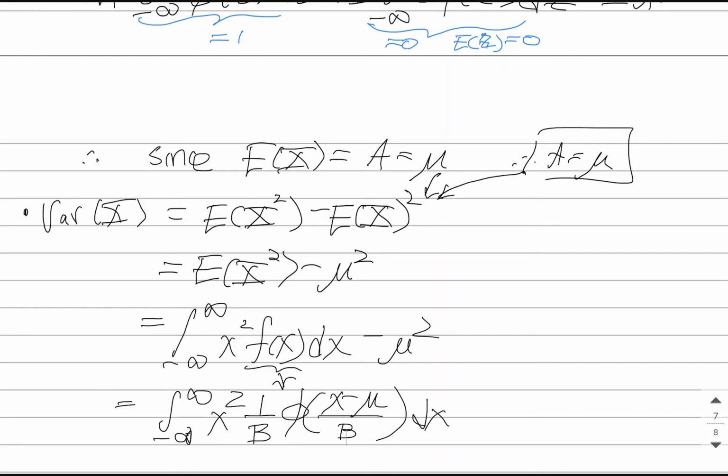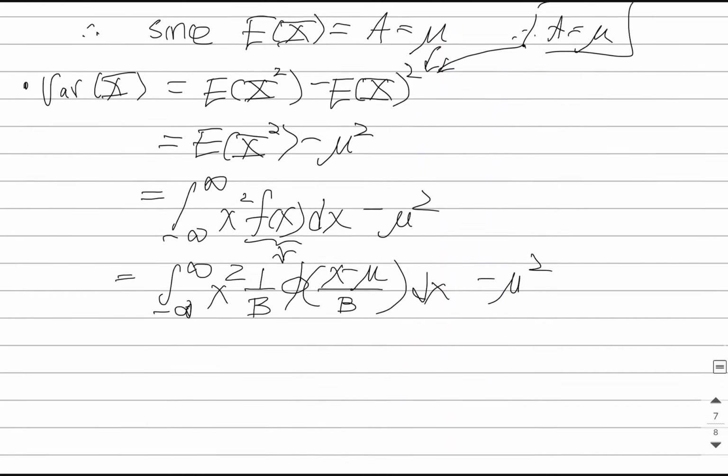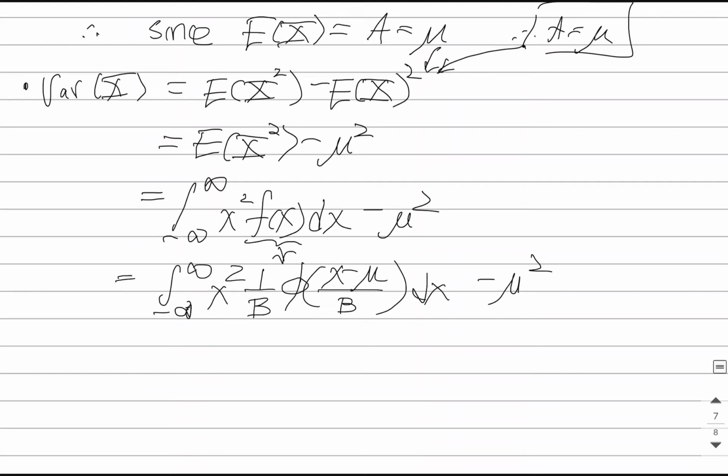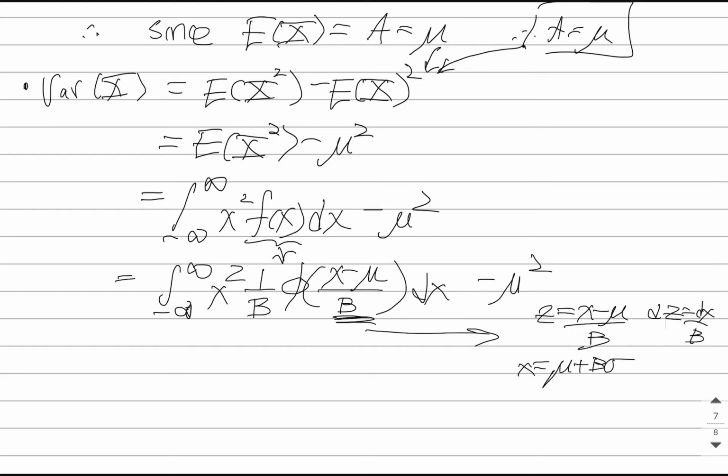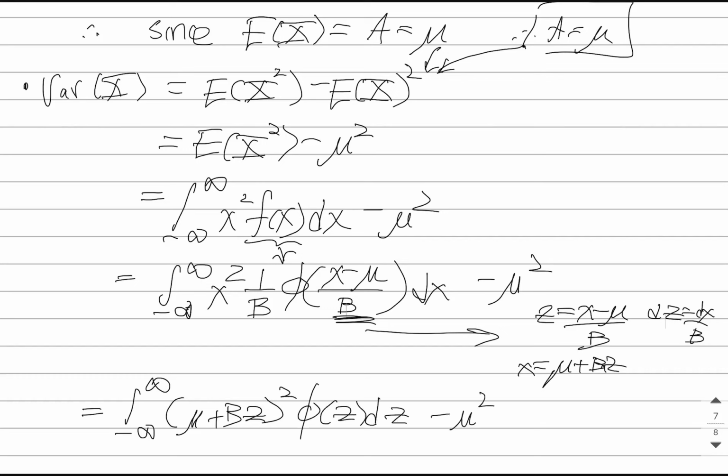We're slowly filling in the gaps. But the process is always the same. Write everything in terms of the standard normal density and work with the results that we know from there. As before, a lot of things will simplify. And we will get the following details. We'll get the integral from negative infinity to positive infinity of (mu plus bz) squared, phi of z dz, minus mu squared.